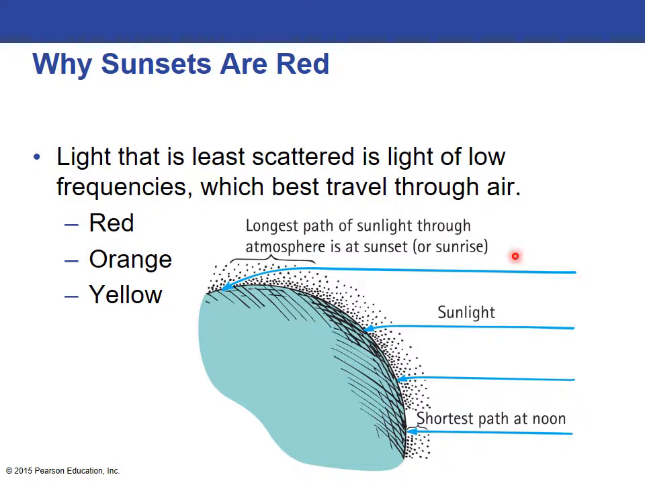We're seeing the blue predominating. As you get to sunset and the sunlight is having to travel further and further and further, more of that blue light gets scattered, and only the low frequencies, the reds and oranges and yellows, are getting through.